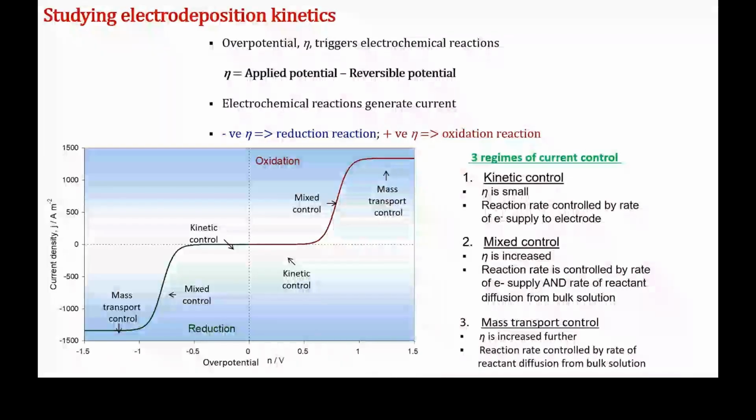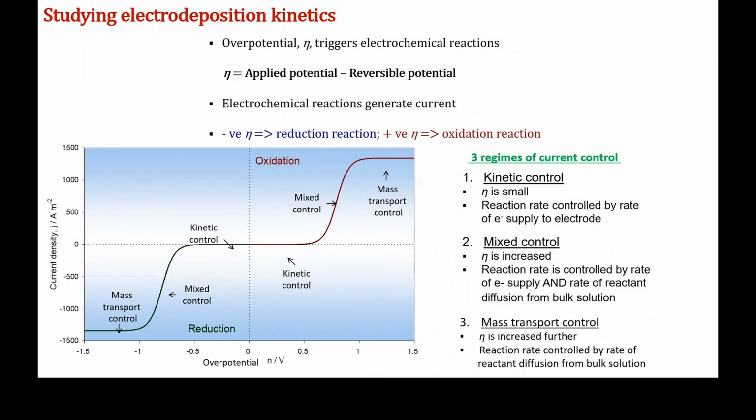And the reason for this plateau, the reason why you can't just keep increasing the overpotential and your current density just keeps increasing forever, is because at some point the rate of diffusion is going to limit the current regardless of overpotential, right? And it's important to know at which potentials for a particular system you reach this mass transport control, because if you start applying a high overpotential, you're just wasting the energy because you're not going to get anything more from your reaction.